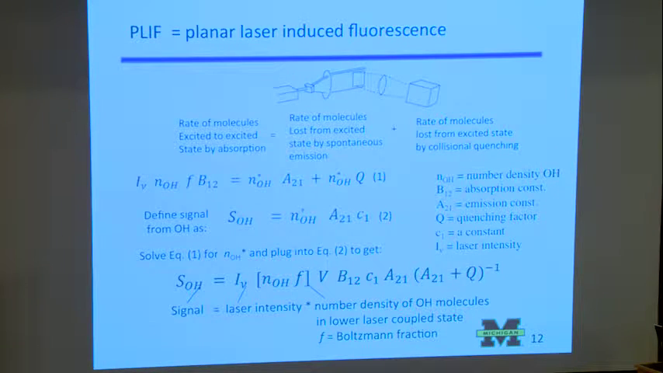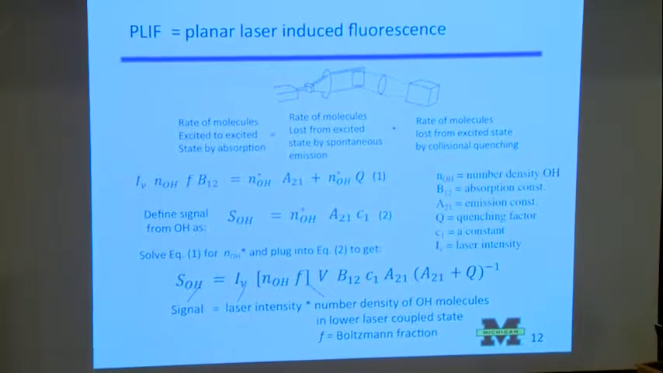Now, the steady state relation is that the rate of molecules excited by absorption has to equal the rate of molecules that are lost from the excited state by spontaneous emission. Now, Einstein said that after 10 to the minus 8 seconds, an electron will just spontaneously jump from whatever state it's in to some other state. And this is a real philosophical question. Why do they do that? And that's one of the unsolved questions of the universe.